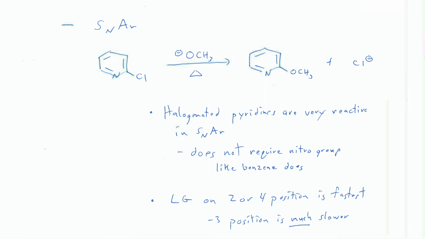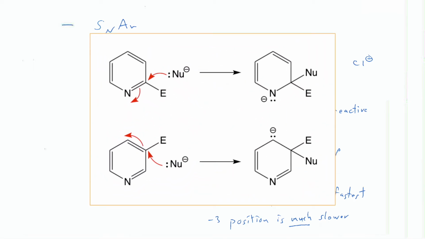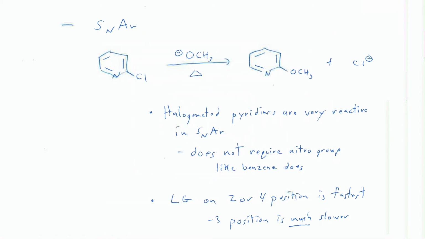These reactions work best when the leaving group is either in the 2 or the 4 position. When you have a leaving group in those positions, the electrons can flow once the nucleophile attacks and put the negative charge on the nitrogen. And that can't happen when the leaving group is attached to the 3 carbon. So attack there is much, much slower.